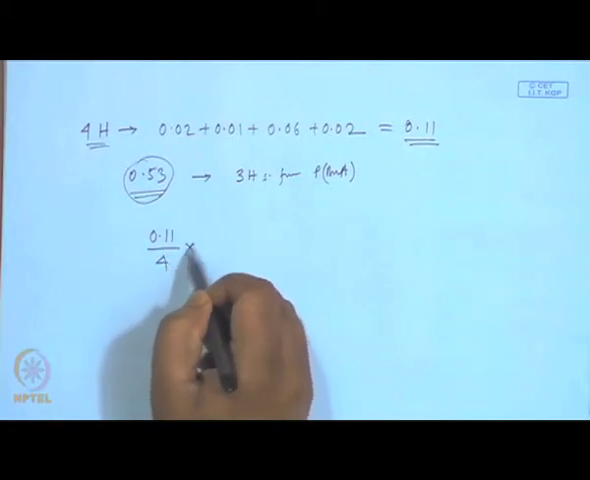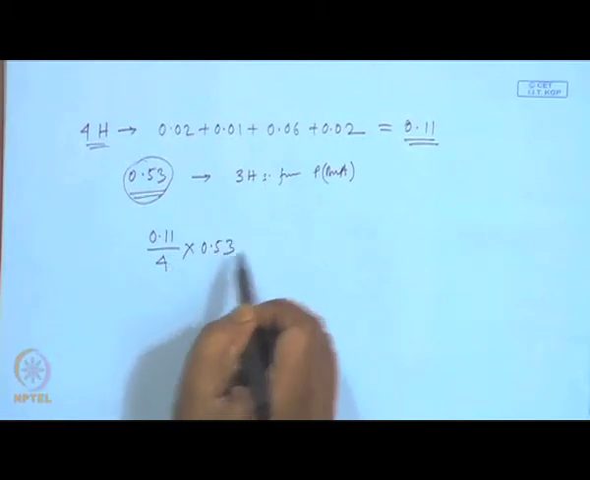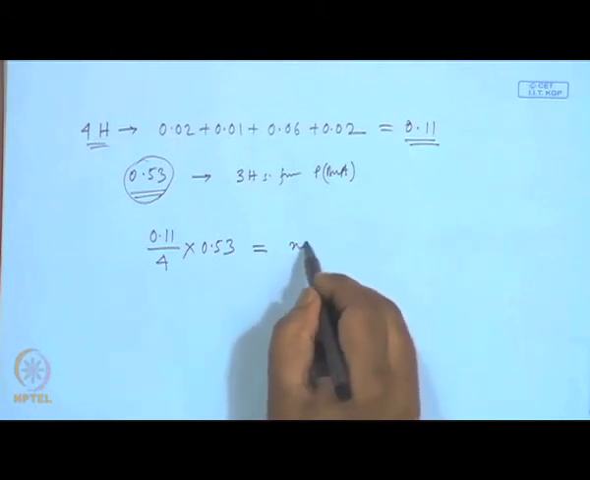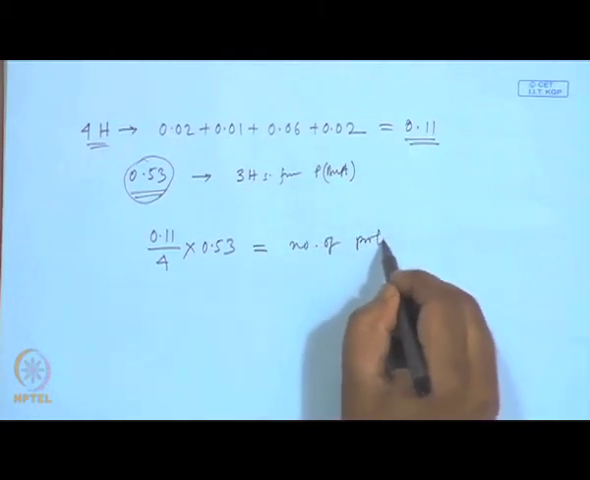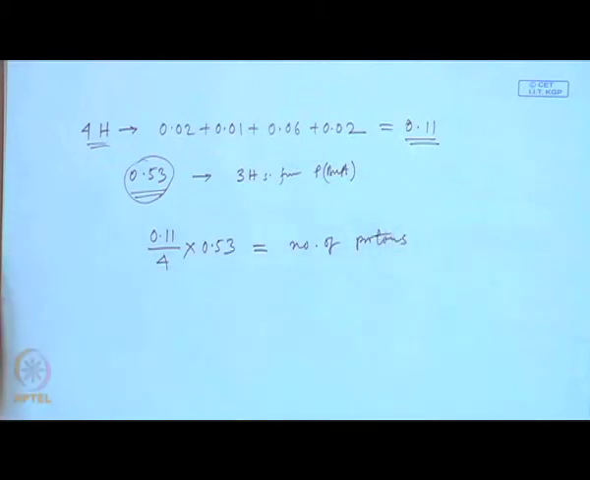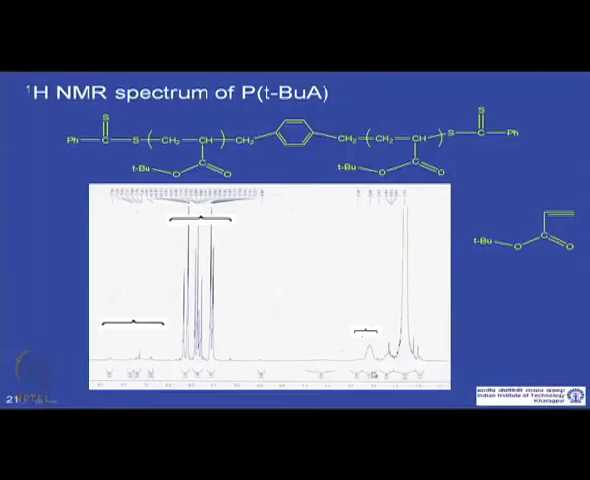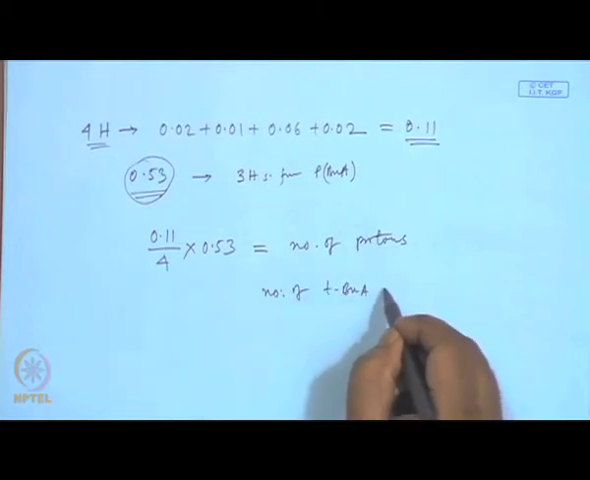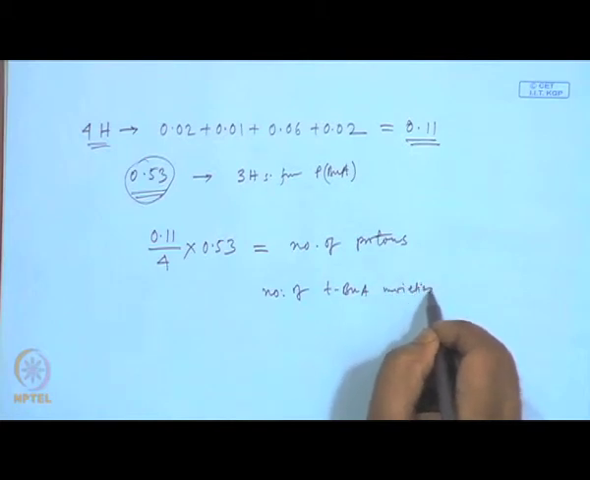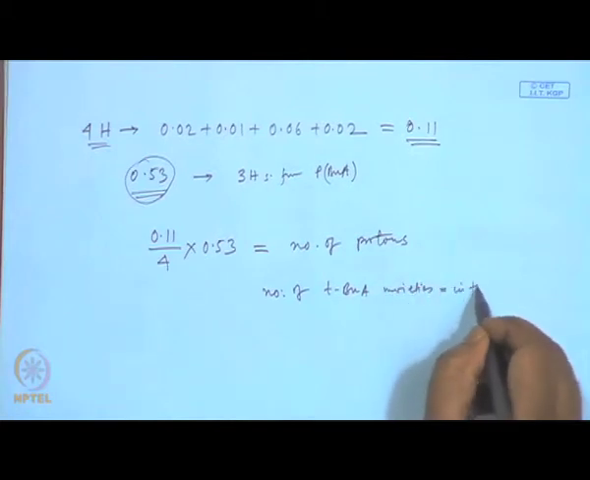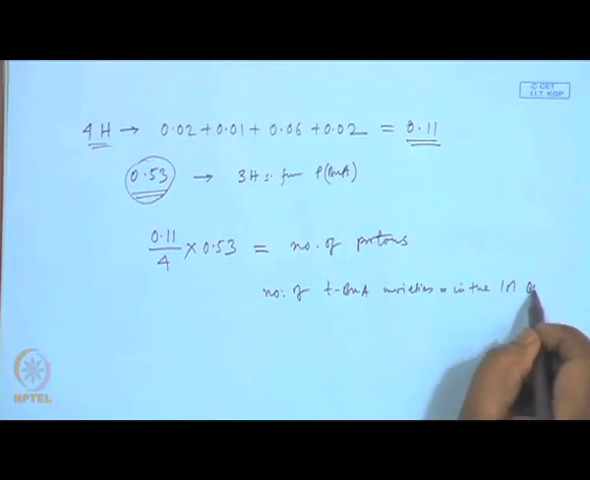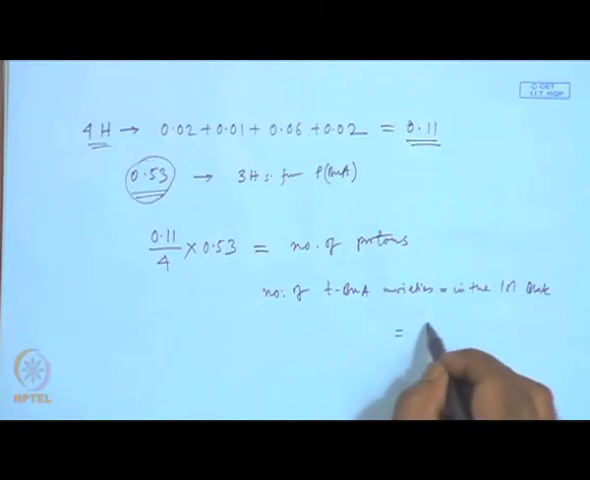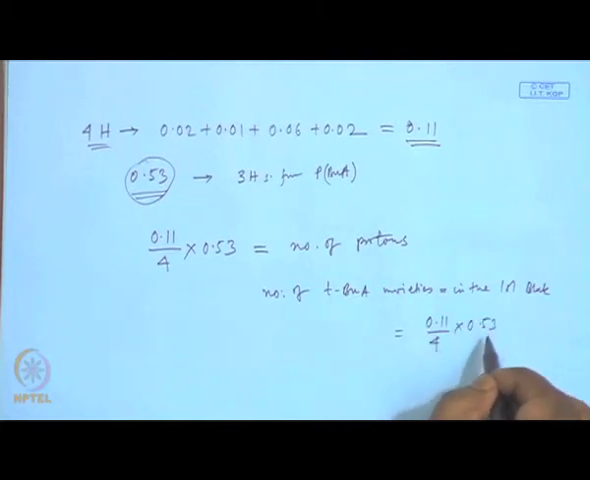Now, if 4 hydrogens correspond to 0.11, then how many hydrogens should it correspond to? 0.11 divided by 4, multiplied by 0.53. So, this is the number of protons for that particular signal. So, the number of tertiary butyl acrylate moieties in the first block is that number divided by 3.